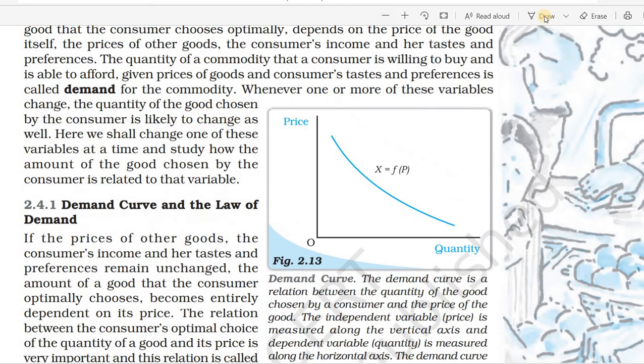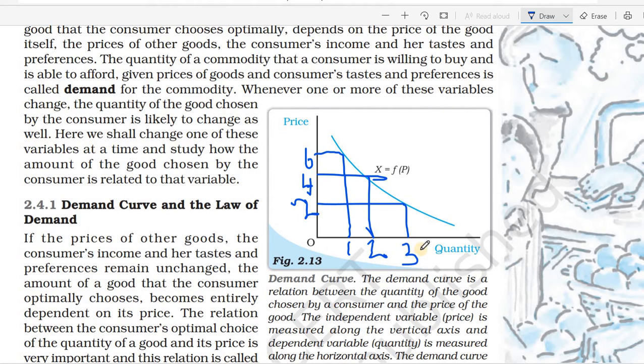In this curve you can see when the price is more, that time quantity demand is very less. When the price is less, suppose these are the three price rates: this is 2, this is 4, this is 6. When the price is 2 rupees, that time we can see quantity demanded is 3 because very less price. What is the reason? Very less price. When the price is 6, that time consumer demanding only one quantity.